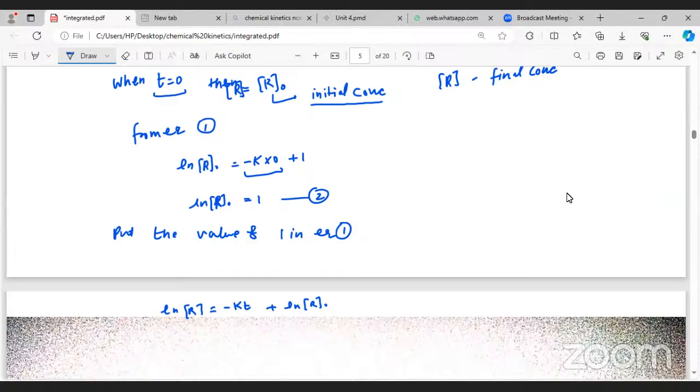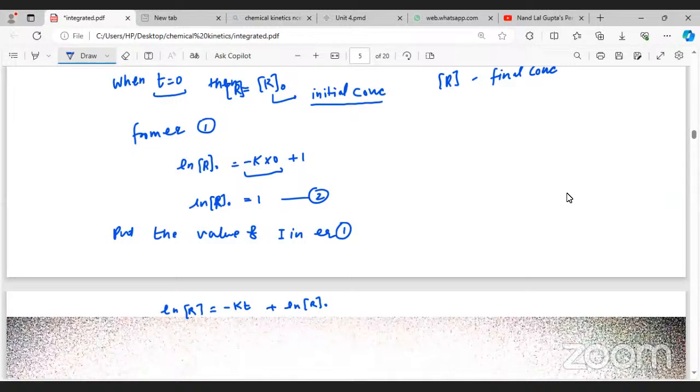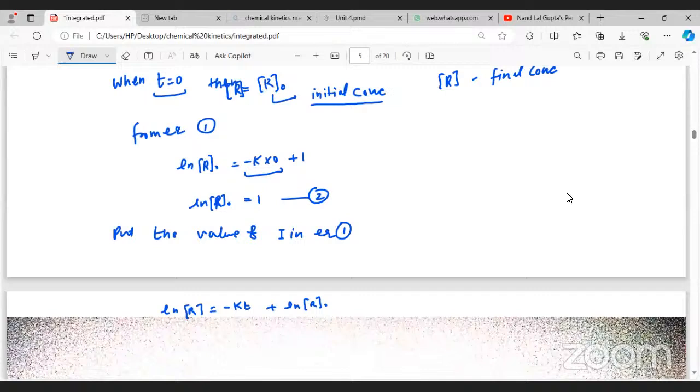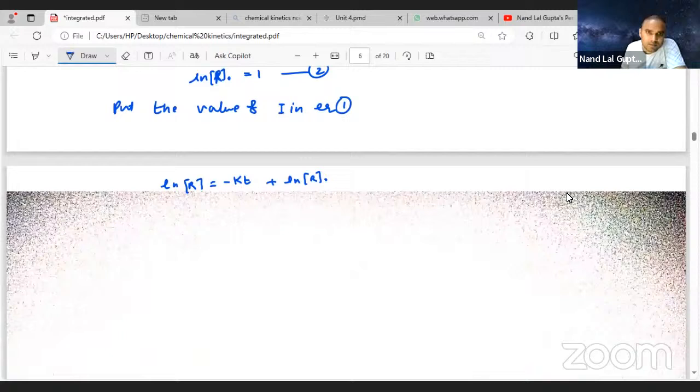Now, sir, ln R = -k·0 + ln R0. Put the value of 1 in equation 1. ln R minus kt plus ln R. Now see, I am rearranging this term. If I take kt to this side, minus becomes plus. And here is ln R0, this term is there, ln R0 minus ln R.